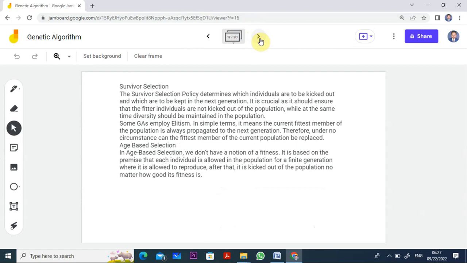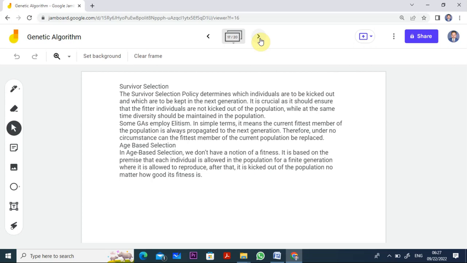Then how do we go for the survivor selection? The survivor selection policy determines which individuals are to be kicked out and which are to be kept for the next generations. Say some people are diseased or suffering, we don't encourage them for marriage and having children. It is crucial, as it should ensure that the fitter individuals are not kicked out, who are physically fit. If you remove them, then it is a loss for the population. At the same time, diversity should be maintained. Different types of people, because diversity means we are taking randomly, not only from one area.